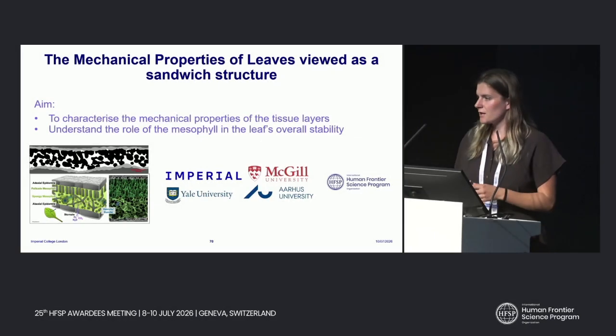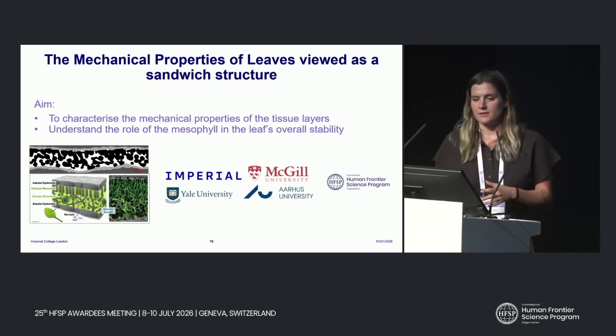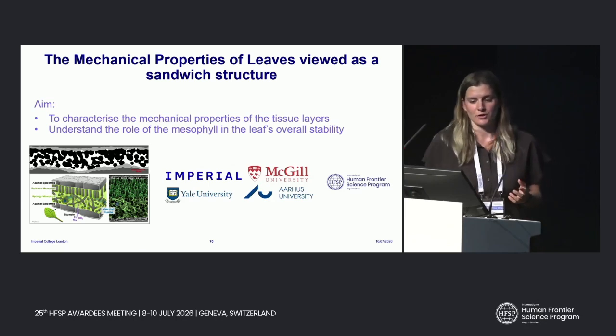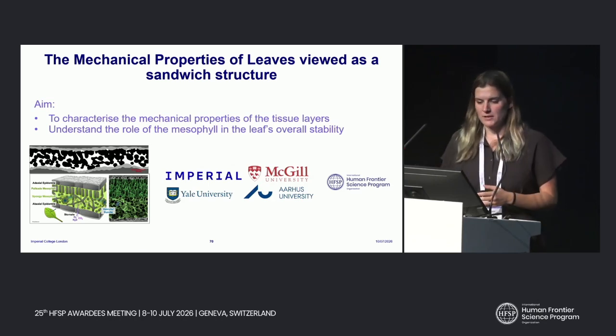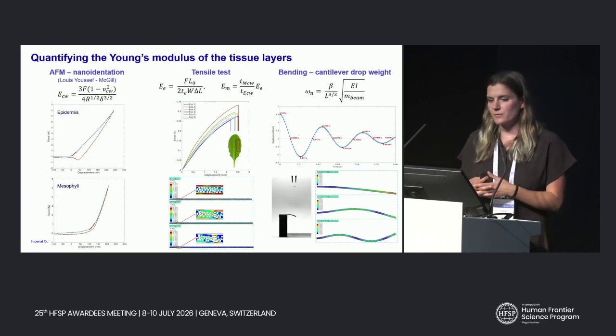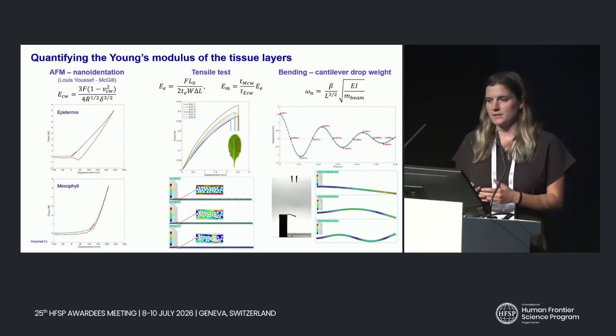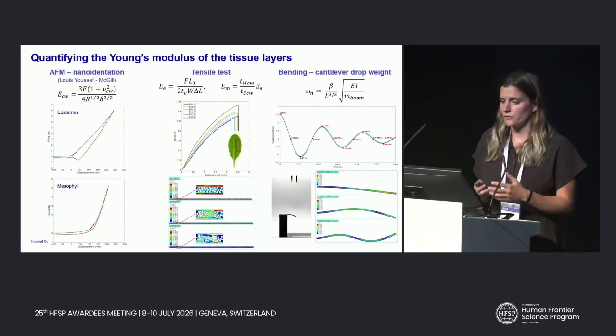I'm part of Anya Geitman's team who presented yesterday, and I'm looking at the leaf as a sandwich structure, trying to figure out the mechanical properties, mainly focusing on the mesophyll. So our first step was to try and actually quantify some of the mechanical properties, sort of the basic stiffness, the Young's modulus of each tissue layer.